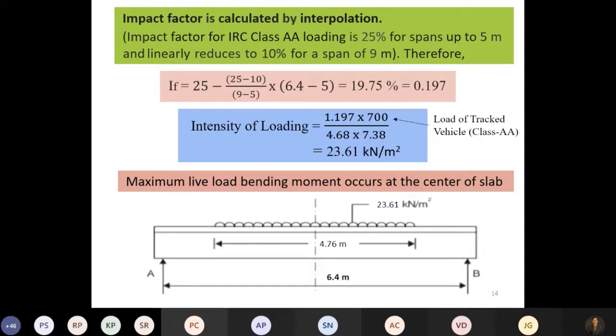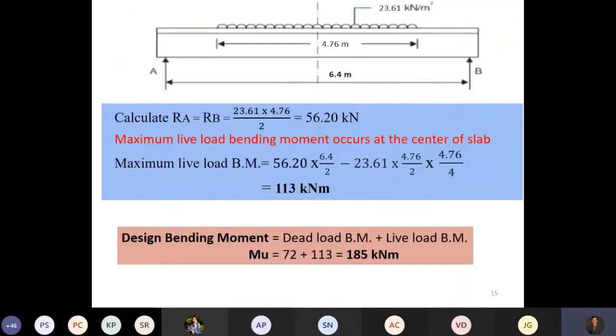Next, you can see this figure of the live load. The live load will be exactly at the center. The distance is 4.76 meters. The figure shows the live load intensity is 23.61 kilonewton per meter square, its distance is 4.76, and the effective span is 6.4 meters.